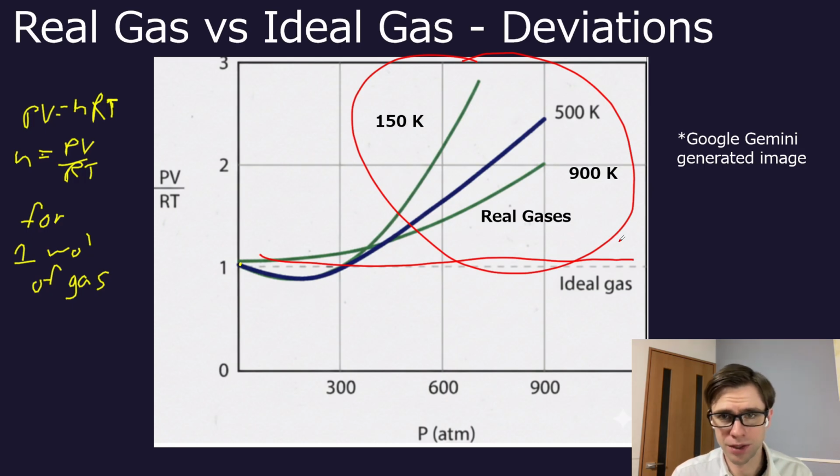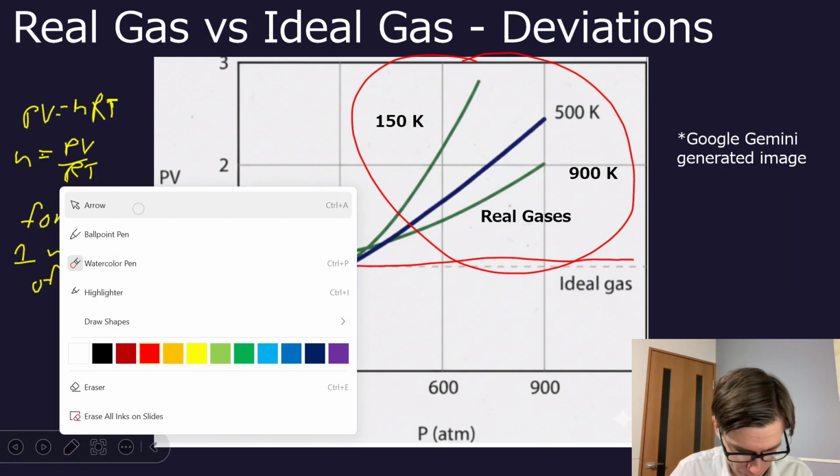Lower temperature means more intermolecular forces. We haven't even learned really what they are yet or how they come to be, but you should know lower temperature has more intermolecular forces. And that's especially important when you're trying to consider if a gas is behaving ideally or not. Okay, moving on.